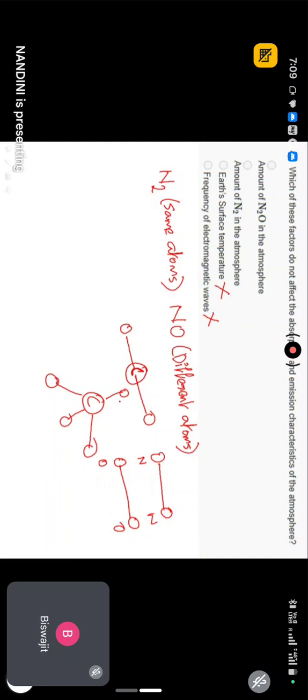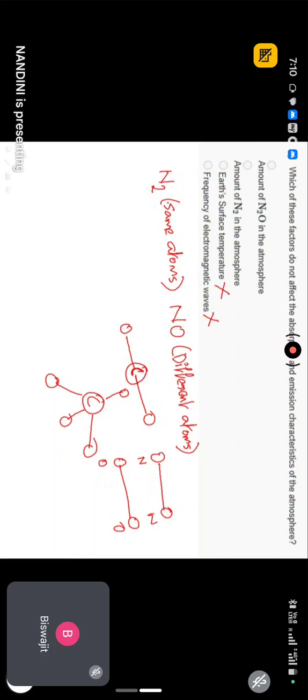So molecules can have different atoms. It will be homoatomic or heteroatomic. It can have different structures. It can be linear, it can be planar, or it can be three-dimensional. And it can also be polar or non-polar. Like there will be asymmetry in charge.